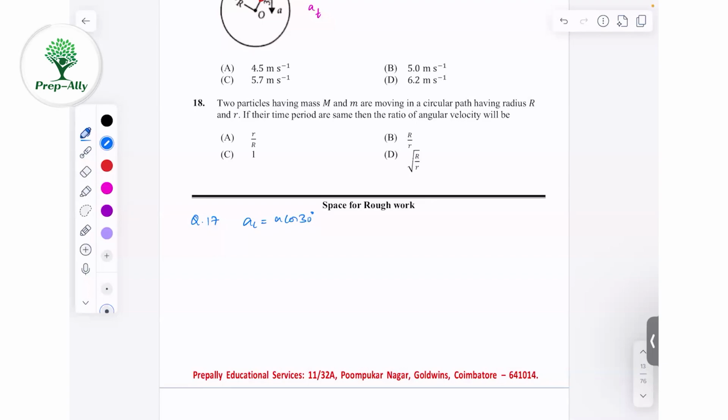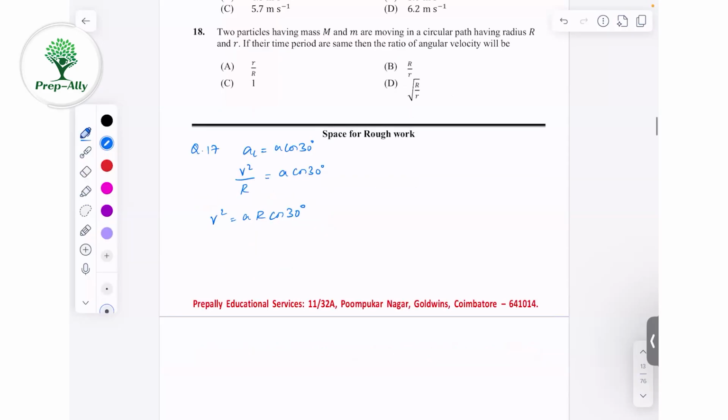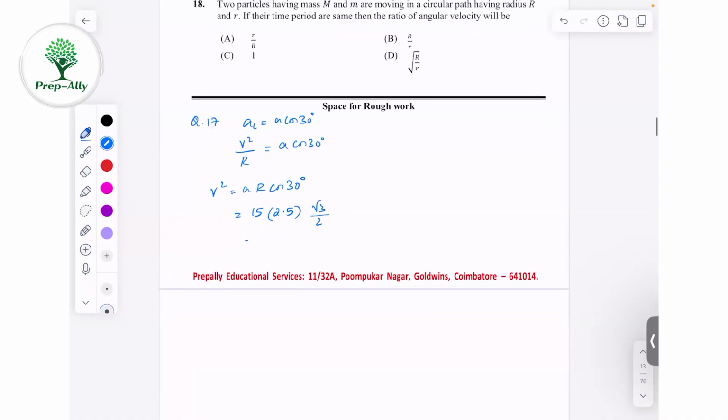So now here we have AC as A cos 30 degree. But centripetal acceleration is given as V square by R, where V is the speed of the body at that instant. So we get V square is A into R into cos 30 degree. Let's substitute these values. A is 15 meter per second square, R is 2.5, and cos 30 is root 3 by 2. If we substitute 2.5 as 5 by 2, this becomes 75 by 4 root 3.